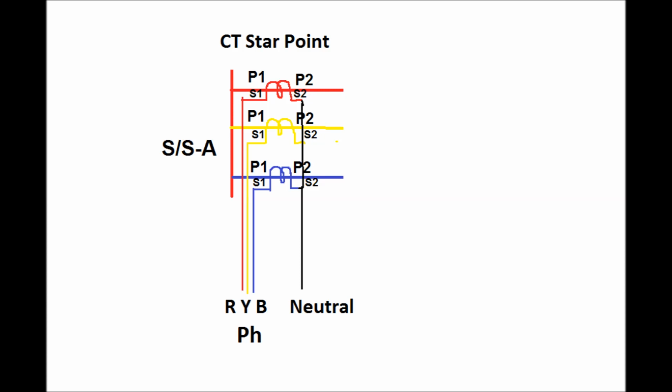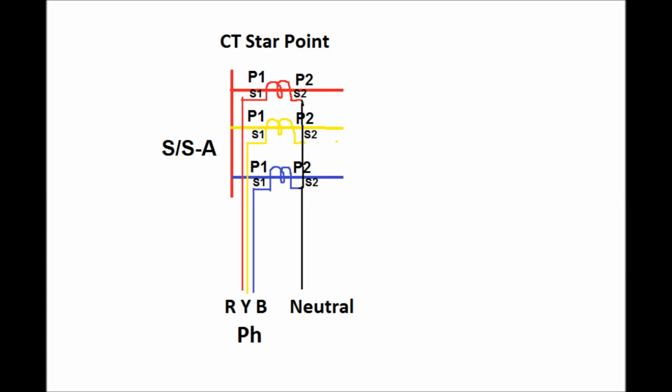So what is meant by the star formation of the CT? For example, we have taken a figure where the red phase, yellow phase and blue phase CT primaries are connected as shown in this figure, where P1 of all the CTs are connected towards the bus side of the substation A, and P2 is connected towards the line side if it is a feeder connection, or towards the transformer side if it is a transformer bay.